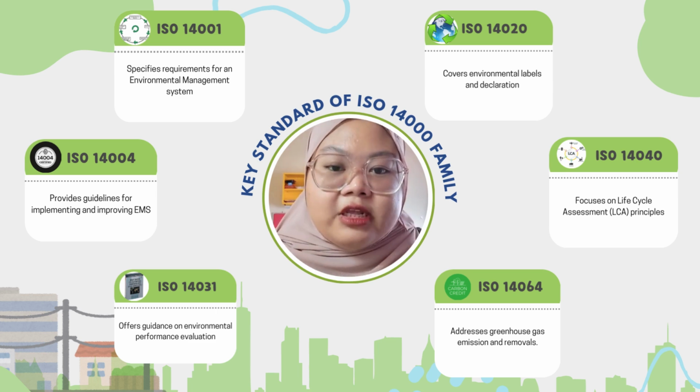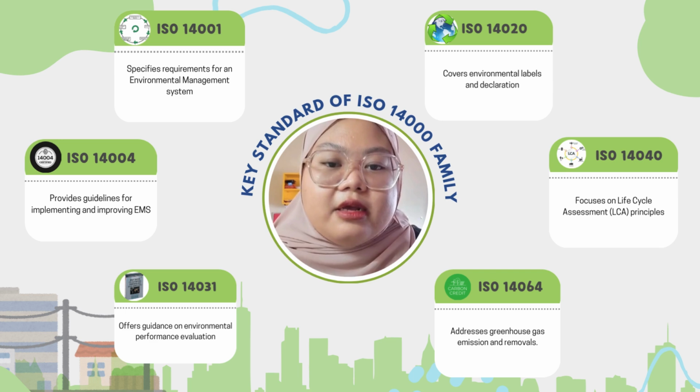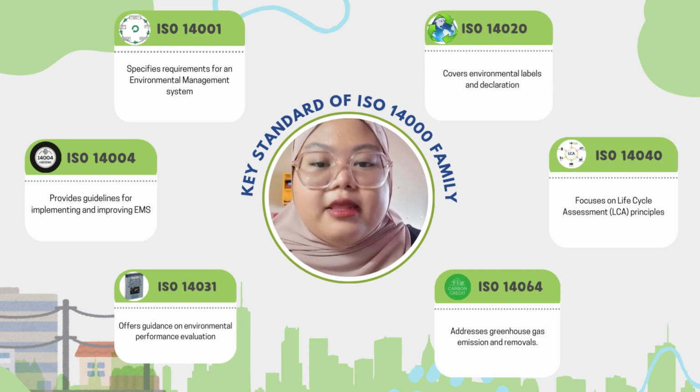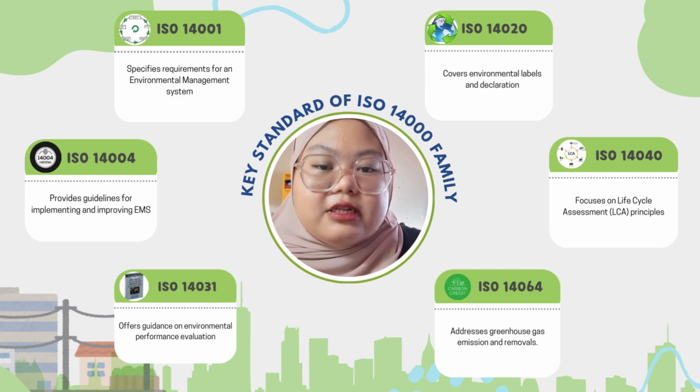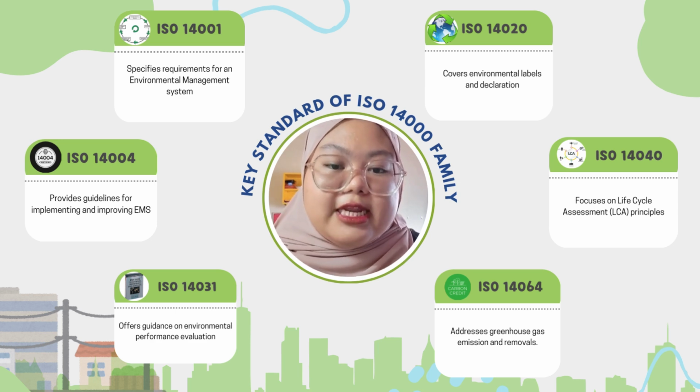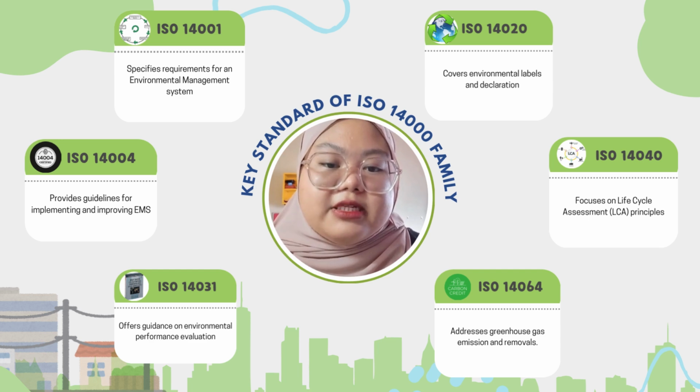Thirdly is ISO 14020. Outlines general principles for environmental labeling. It ensures that environmental claims made by manufacturers such as eco-friendly or recyclable are accurate and verifiable, thereby fostering consumer trust. Next is ISO 14031. Offers a structured approach for organizations to assess, manage, and communicate their environmental performance using indicators. It facilitates evidence-based decision-making and continuous improvement.